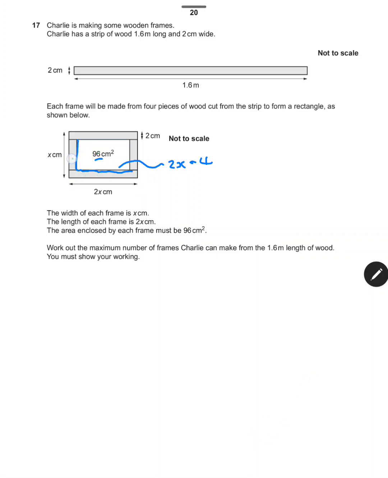I also know that this measurement here is the whole x. Take away 2, take away another 2. That is x take 4. Now what I can do is create a little equation that says this multiplied by this must come to 96. So I'm going to do that now. X take 4 multiplied by 2x take 4 has to come to 96, the area enclosed by the frame. This is now a quadratic, double brackets to expand, so let's do it.